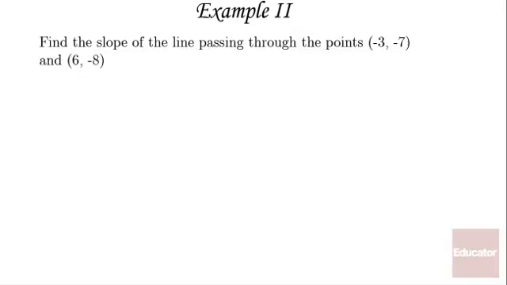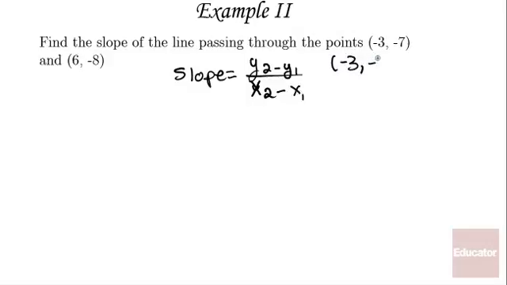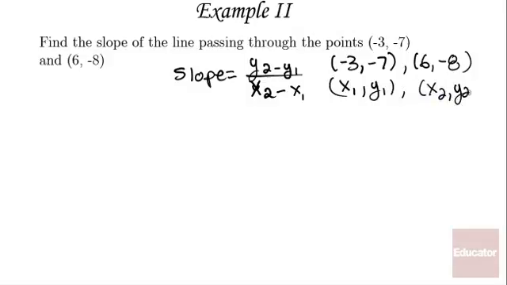Find the slope of the line passing through the points -3, -7, and 6, -8. Okay, recall that the formula for slope is the change in the y coordinates over the change in x coordinates, or y2 minus y1 over x2 minus x1. And here I have two sets of points. And I'm going to call this one x1, y1, and this one x2, y2.